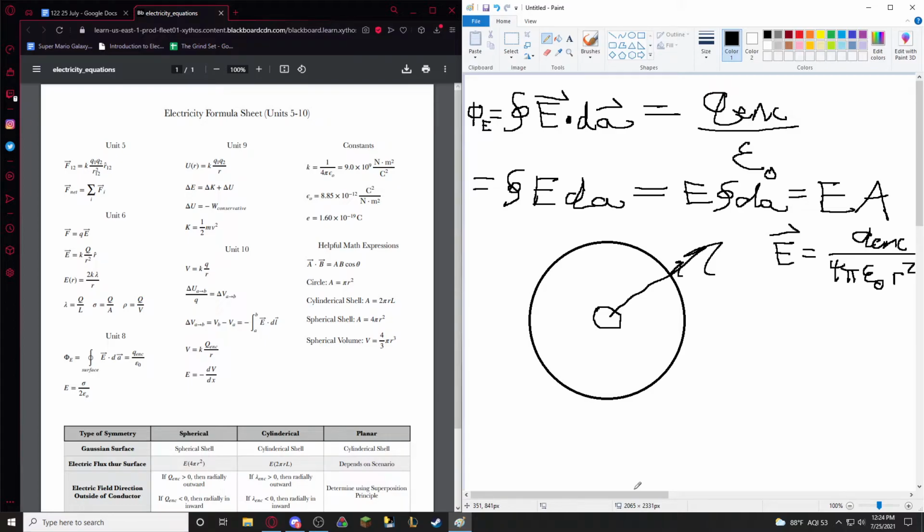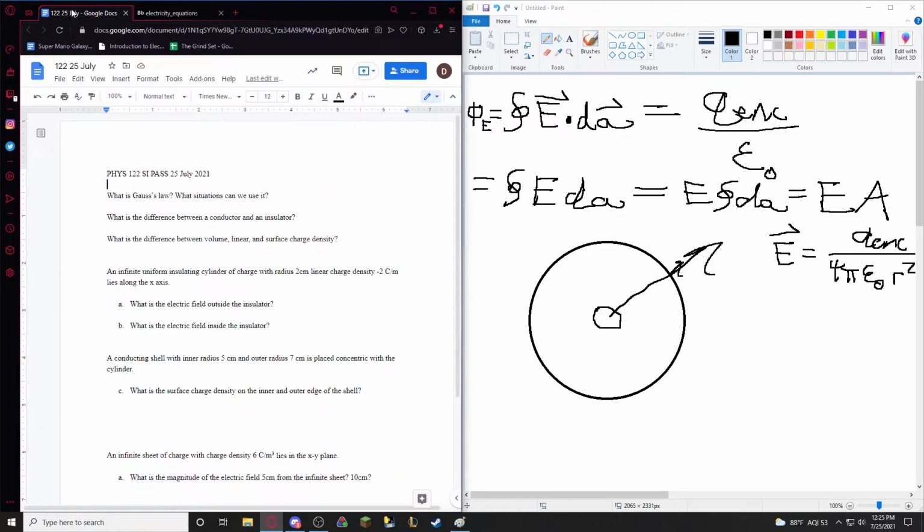Yeah. So how does this calculation actually change for cylindrical and planar symmetry? I think only the area changes. Pretty much, but there's also a few other things we're going to need to do for our integral. Okay, we'll hop in and do some examples. I guess one other thing is, what's the difference between a conductor and an insulator?